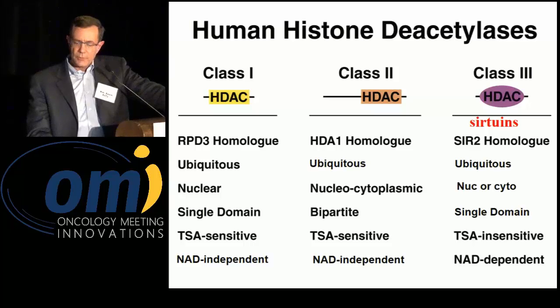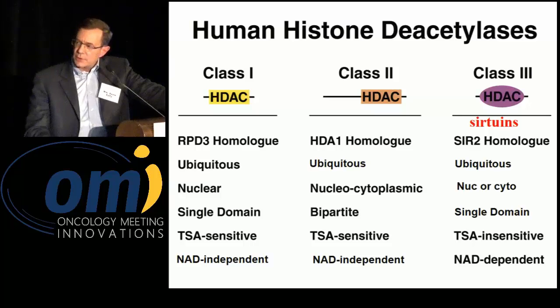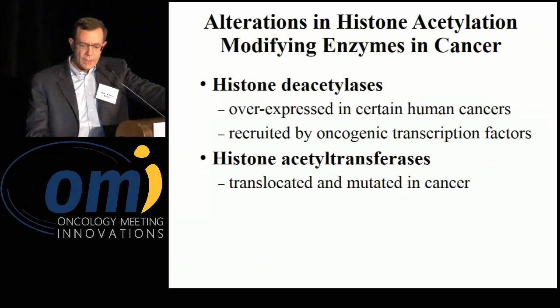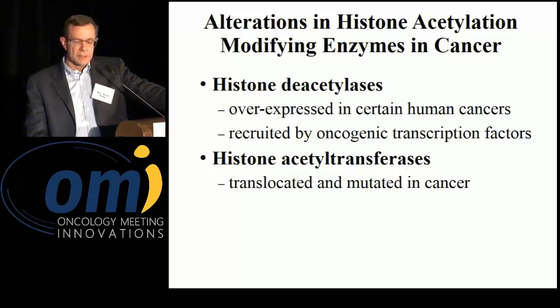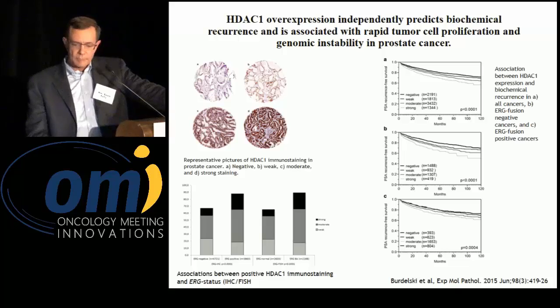These are ubiquitous, but there are ongoing data that are becoming interesting in prostate with the sirtuins also. But regarding alterations in histone acetylation, histone deacetylases are overexpressed in certain human cancers. They're recruited by oncogenic transcription factors, and histone acetyltransferases are translocated or mutated in cancer.